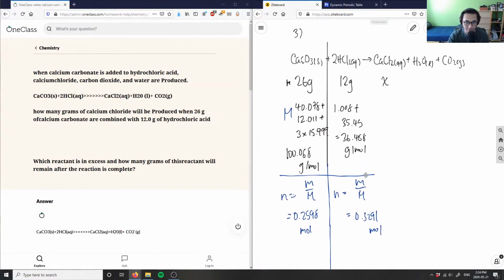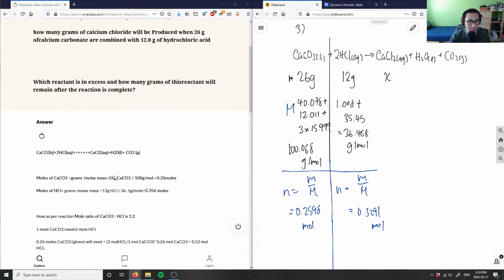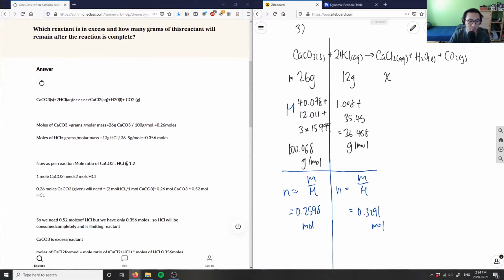Then what I have to do now is compare the coefficients before I compare the mole values. As you can see, I have one calcium carbonate here, but two hydrochloric acids. So I'm going to have to divide this number by 2, because I have a coefficient of 2 here. This mole value I have to divide by 2 to get the 1:1 mole ratio. And as you can see, they did the mole ratio as well. So they are dividing this value by 2.